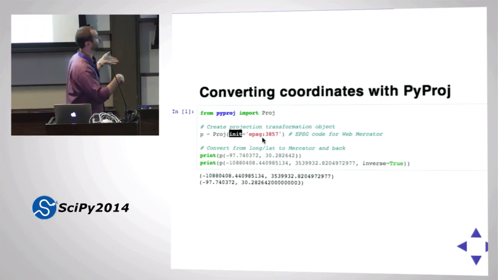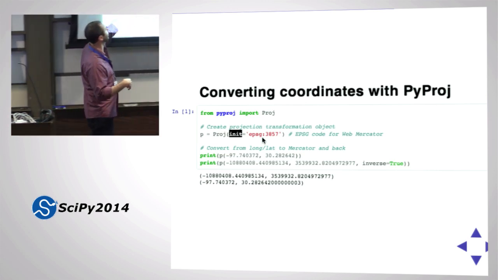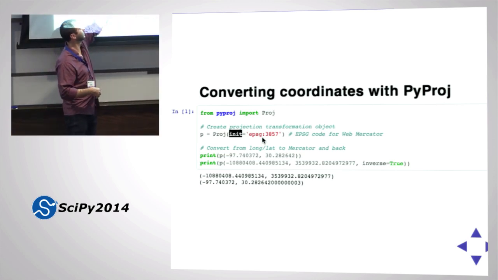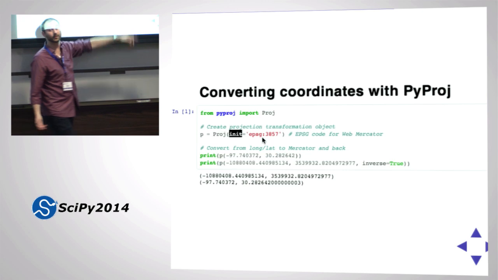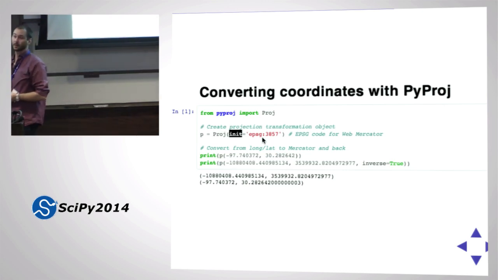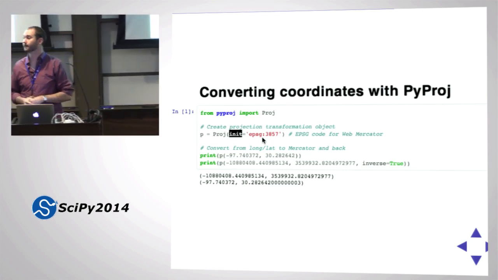And then I can go backwards. So if I just take these, put them back in there, and put inverse equals true, then I convert back into long lat.